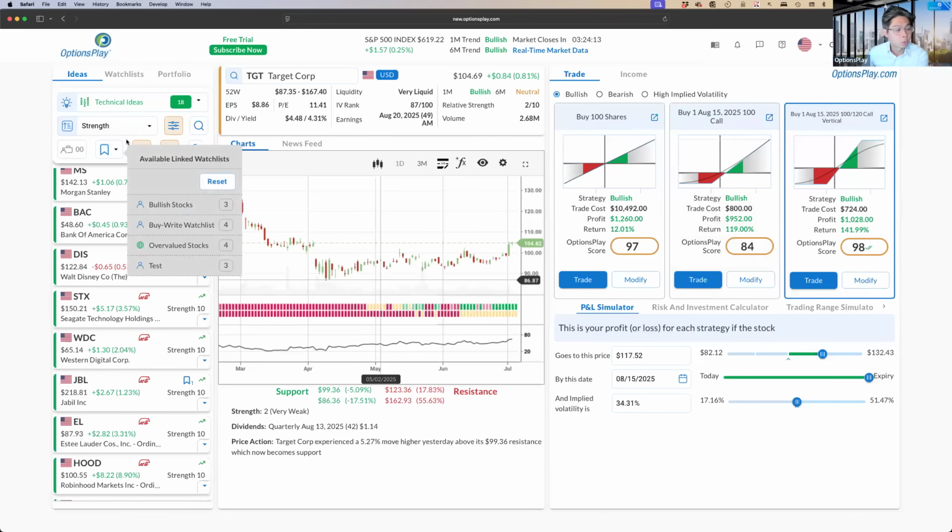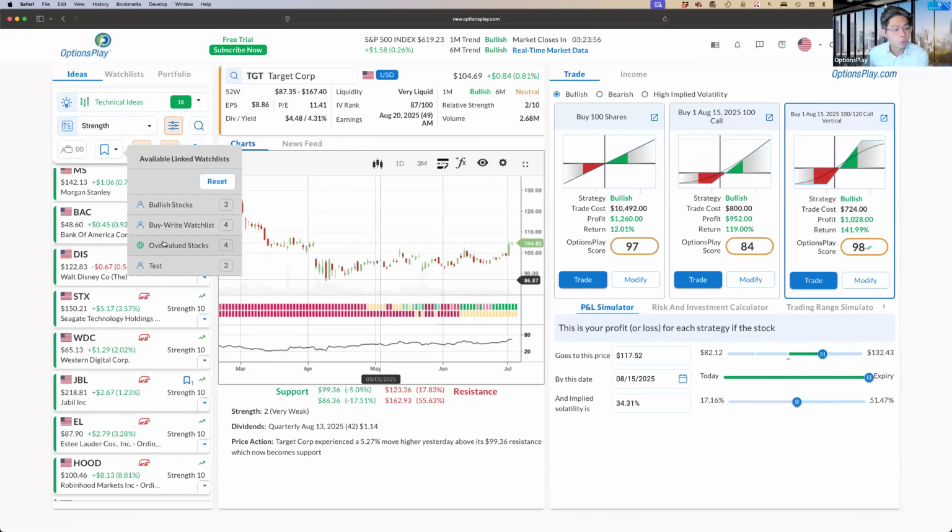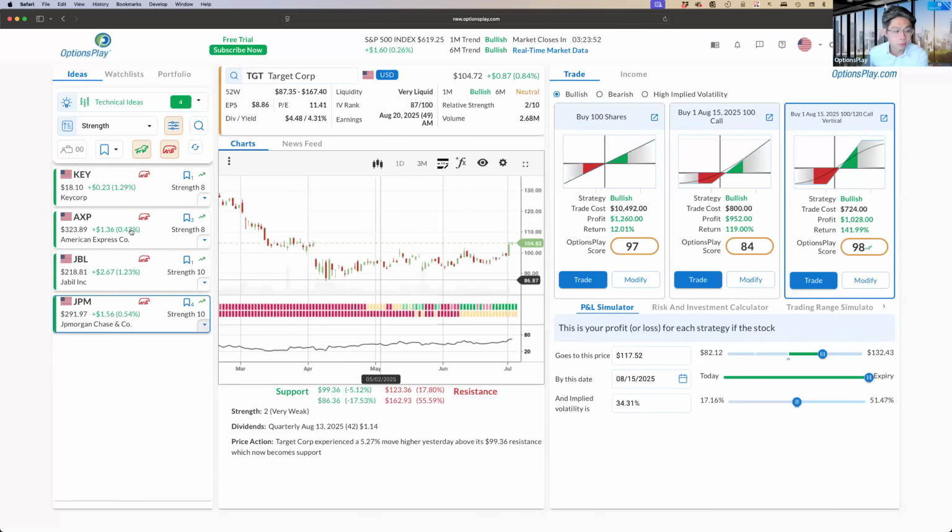But a new feature that we recently added to our trade ideas is that we can also help you narrow these down. In this particular case, we're looking at just counter trend, and at stocks that are somewhat liquid or very liquid. But what we can do is say, let's take a look at only the stocks that are overvalued. The reason we don't have any undervalued is just because there are no undervalued stocks in this particular list. So these are the 4 counter trend stocks that are also overvalued at the moment.